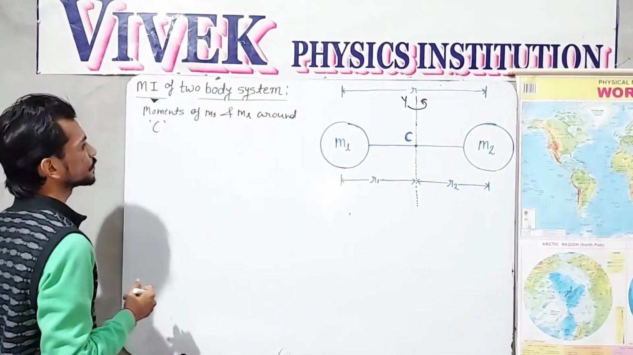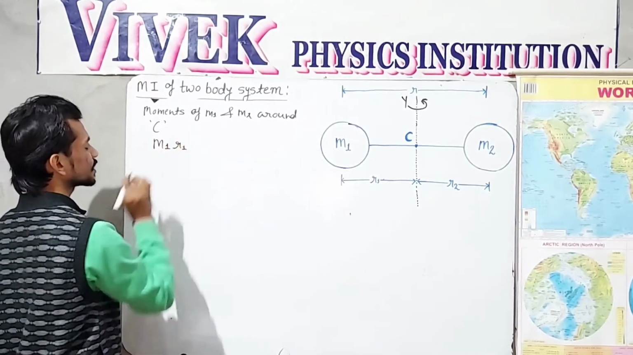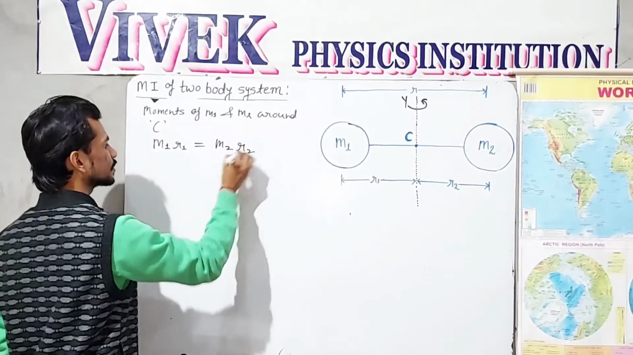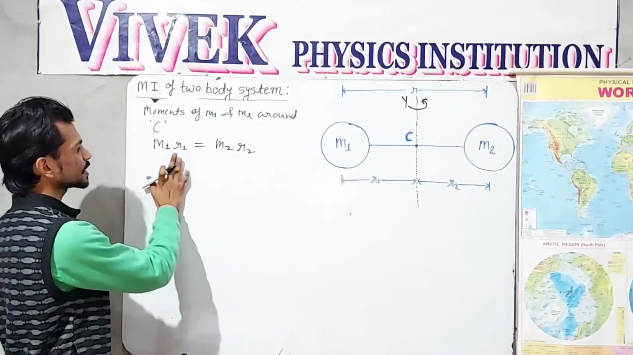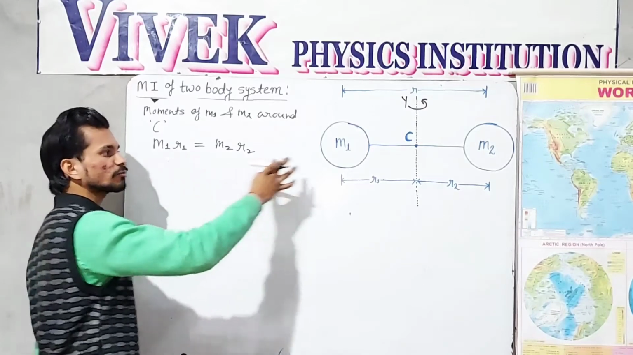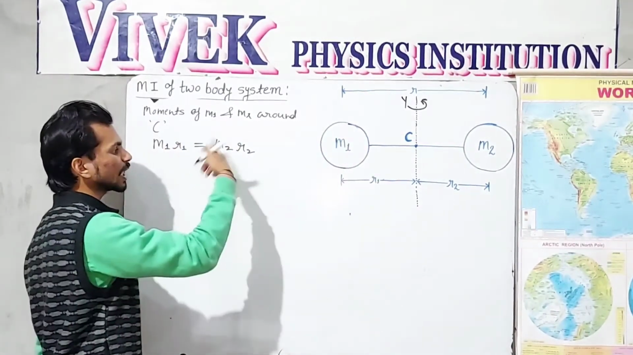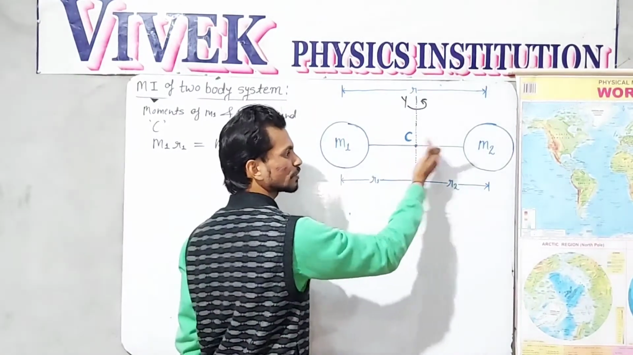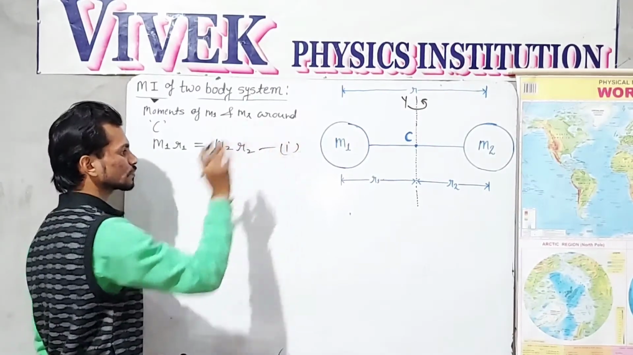What will they be? They will be mass multiplied by distance from the center of mass, equal to the mass of the other particle multiplied by its respective distance from the center of mass. So mass multiplied by distance. M1 times R1 gives me the moment of M1 around C in the left direction, and M2 times R2 gives me the moment of M2 about the center of mass in the right direction. So this is what we have.